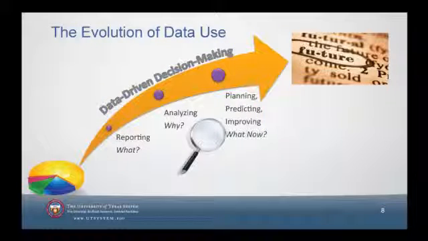This image is sort of the evolution of data use from our perspective and from our office. We went from reporting. We have fact books. Any of you who are in a research office know what a fact book is: paper with tables. Sometimes when we started out with our fact books, we didn't even have pictures. And then we went to analyzing, asking why. And now we're at planning, predicting, improving, and so asking what now. So there's this arc of decision making: what happened, why did it happen, and how are we going to go forward and improve?